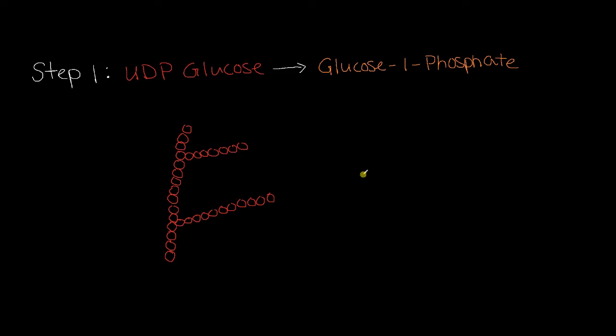Okay, so here we are in step 1. What we're trying to do is move from UDP glucose to glucose 1-phosphate. If you're familiar with glycogenesis, you're familiar that UDP glucose is activated glucose. Activated glucose is the glucose residues that make up glycogen branches as well as chains. So the branches here as well as the chains. This is supposed to represent a glycogen chain/branch.